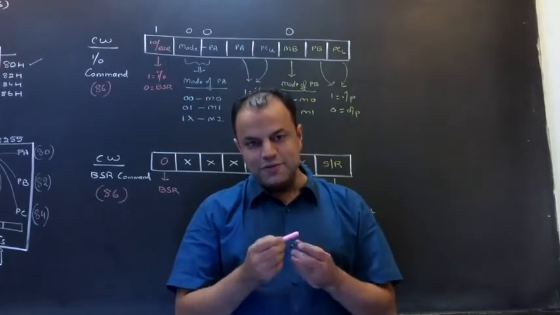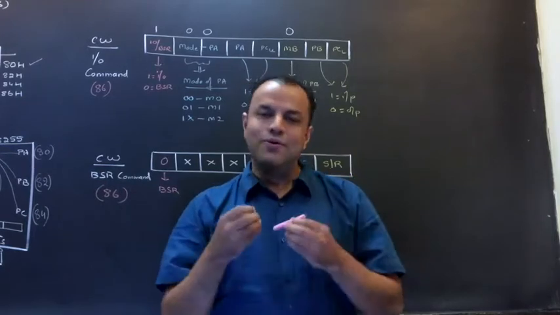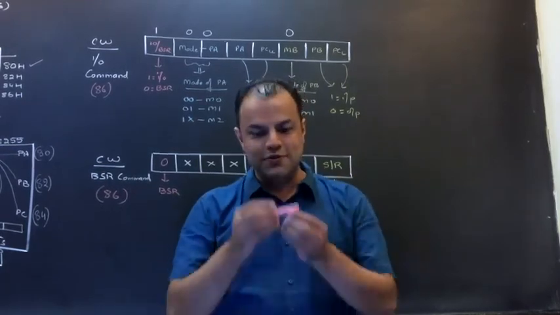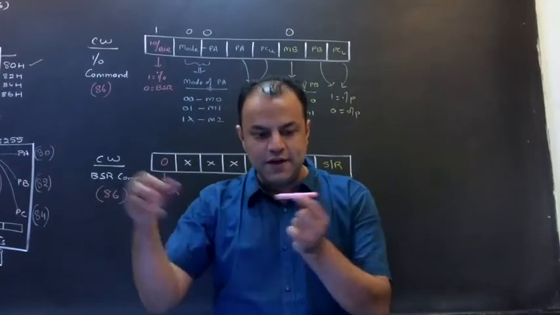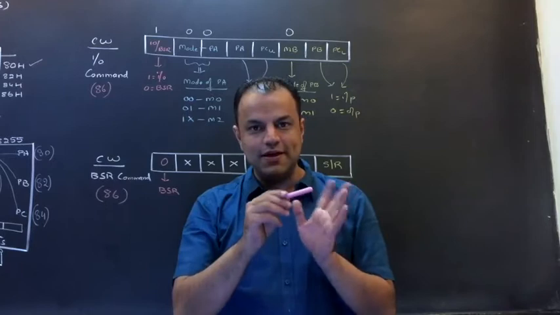Why? The difference between a port and a data bus. See, on a port you send data. On a data bus also you send data. Then what's the difference? On a data bus, if you send 25, it will come and go. It won't stay. On a port, if you send 25, it will stay.